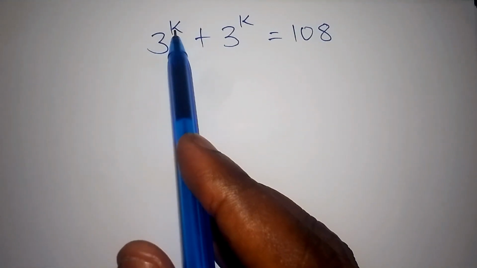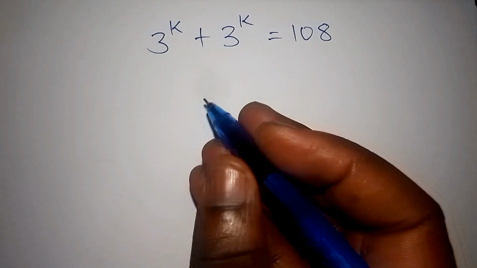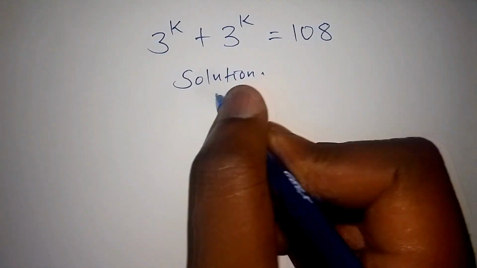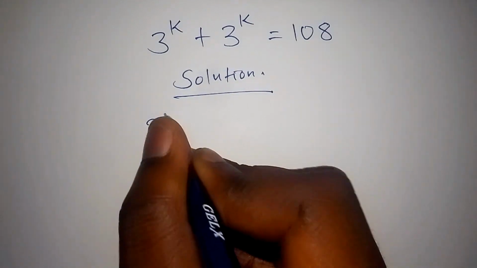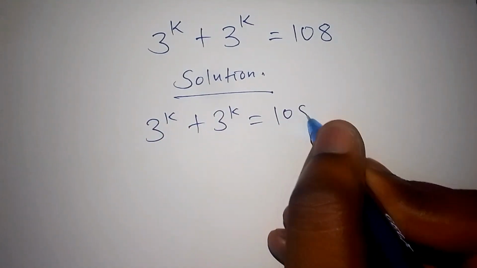So we have 3 to the power of k plus 3 to the power of k is equal to 108. The first thing that we start with is the solution. This is what you're working out: 3 to the power of k plus 3 to the power of k is equal to 108.